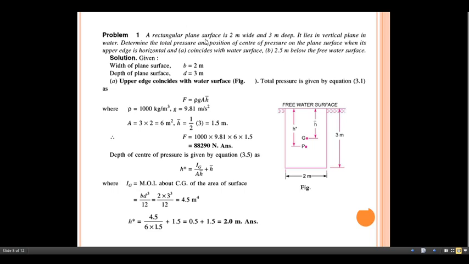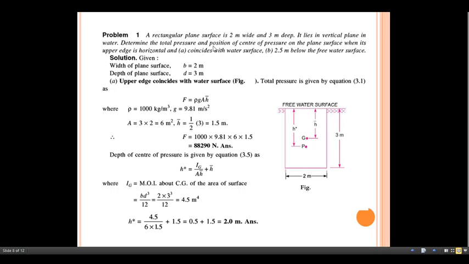A rectangular plane surface is 2 meter wide and 3 meter deep. It lies in a vertical plane in water. Determine the total pressure and position of the center of pressure on the plane surface when its upper edge is horizontal and coincides with the water surface. Second, when it is 2.5 meter below the free water surface.